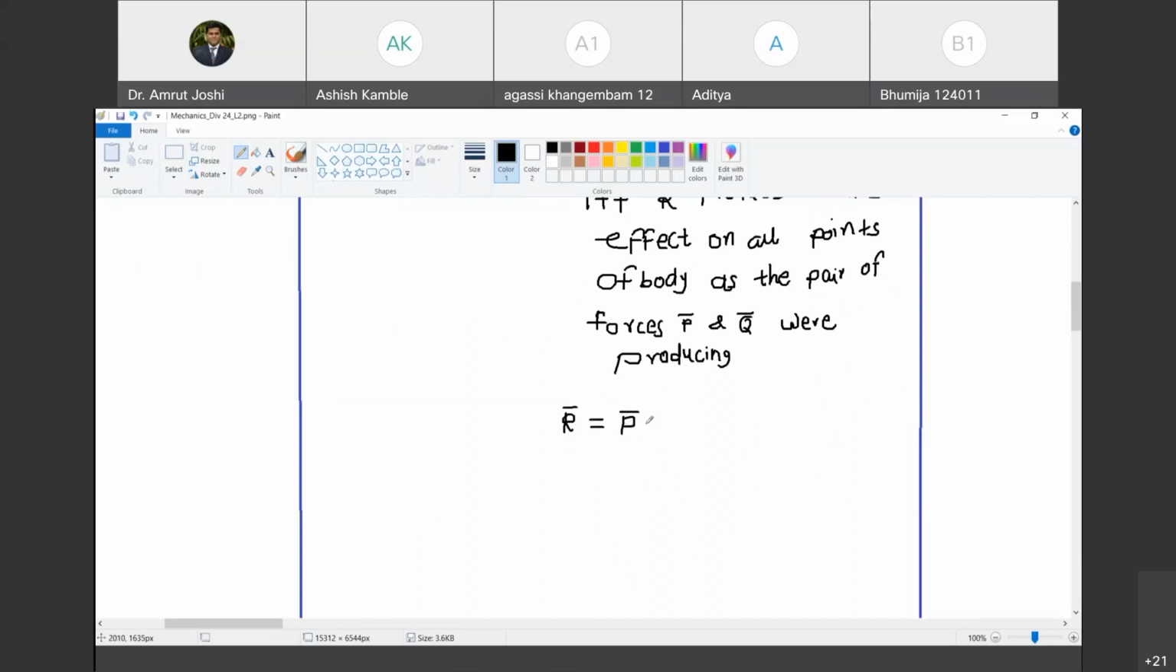Are you with me? Yes, sir. So we have now defined the addition philosophically. A single force R bar that will produce exactly the same effect on all points of the body as the pair of forces P bar and Q bar were producing, I will define philosophically as the addition of P bar and Q bar. Are you happy? Yes, sir.